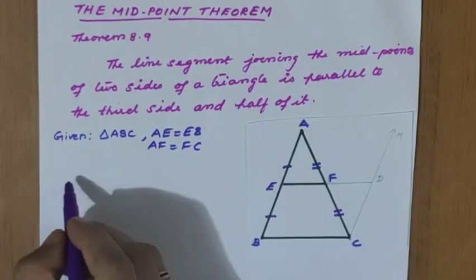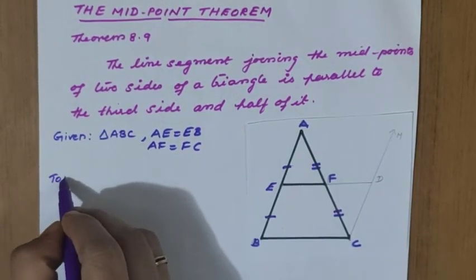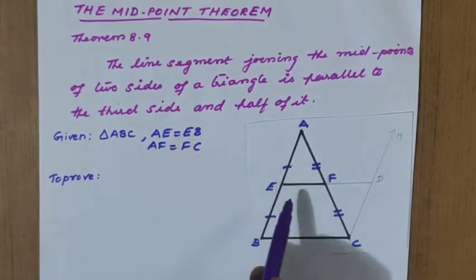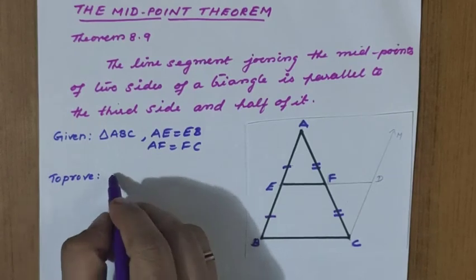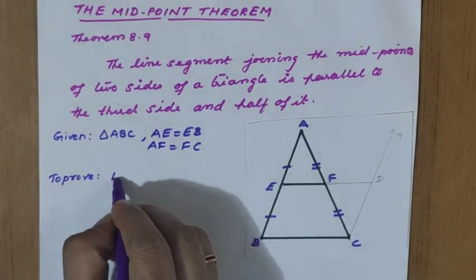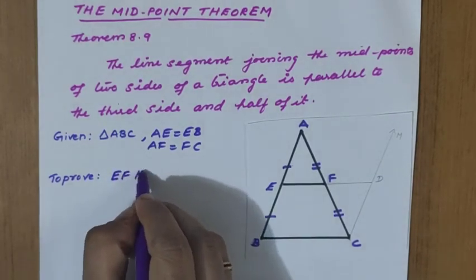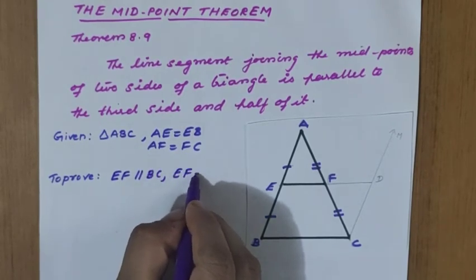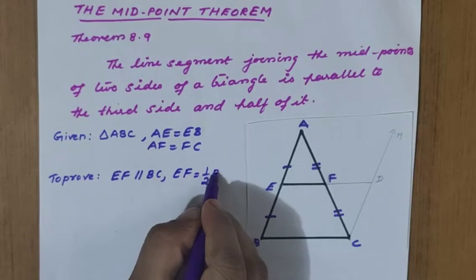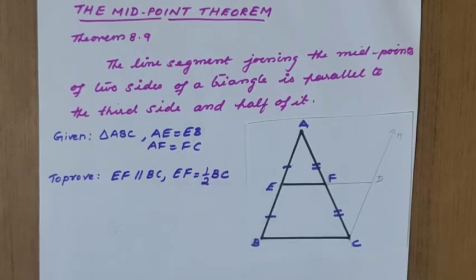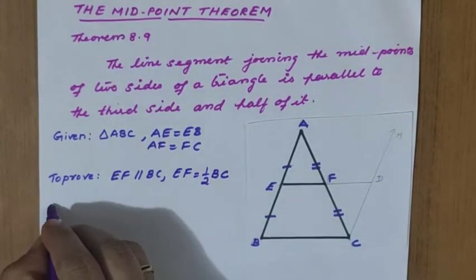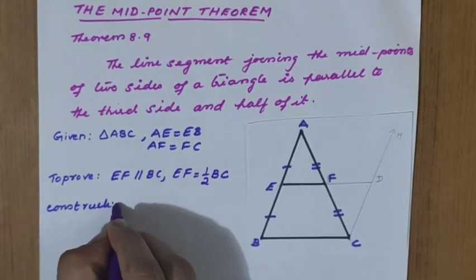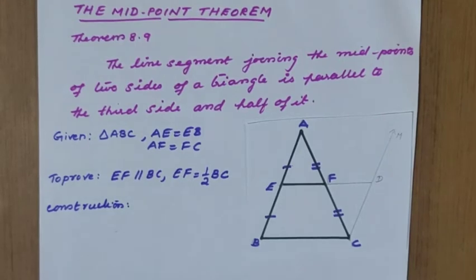Now what is the next one? We have to prove that. To prove: E and F are the midpoints, the line segment is joined by the midpoints, that means EF is parallel to BC and EF equals half BC. This we must prove. Okay. Construction. What is the construction here?